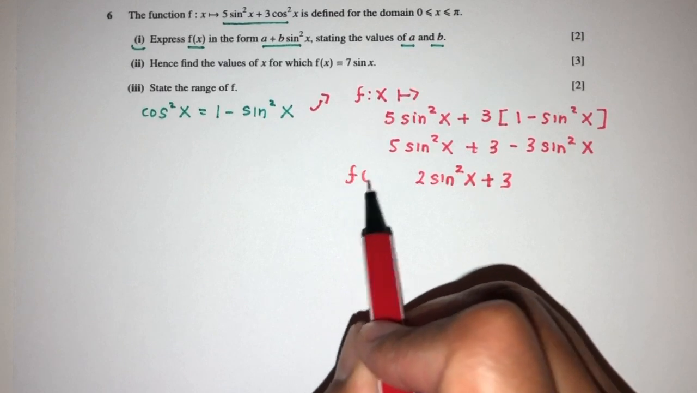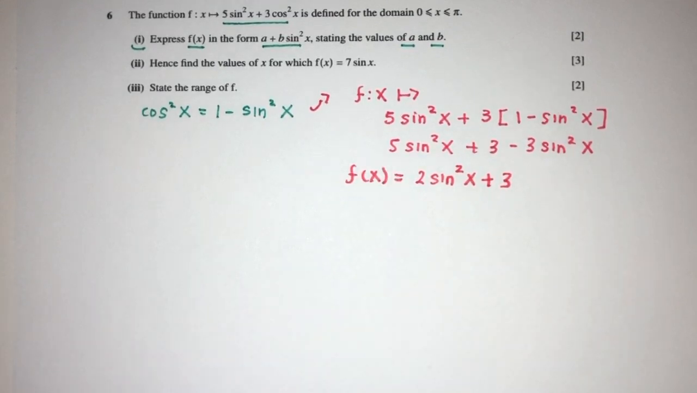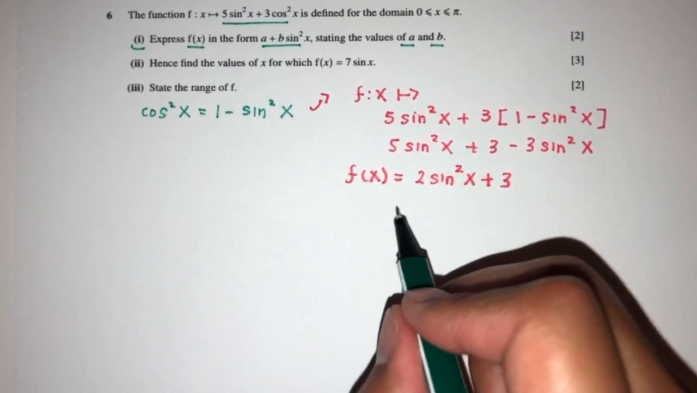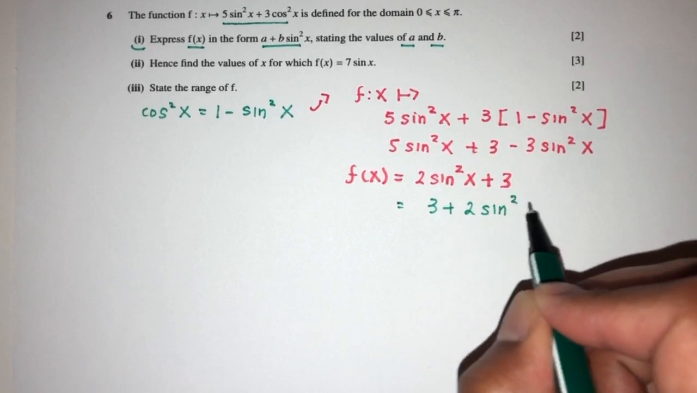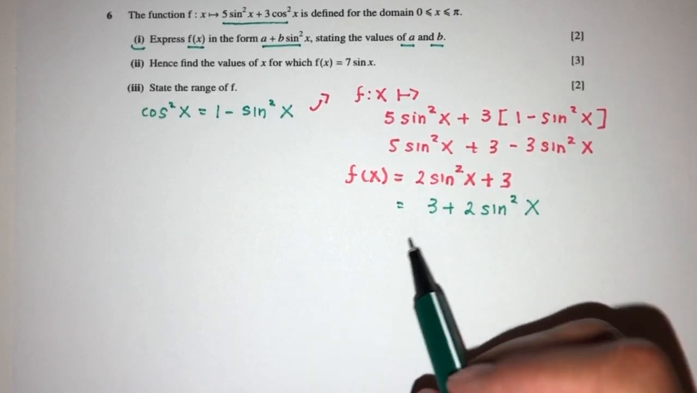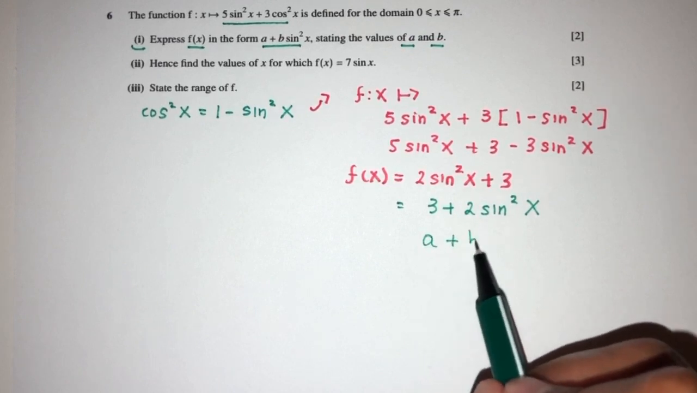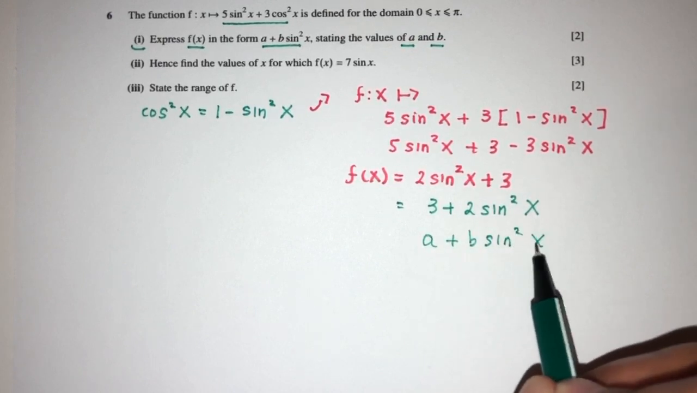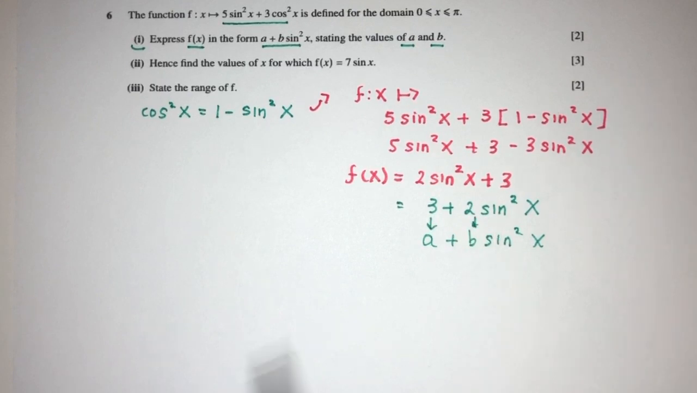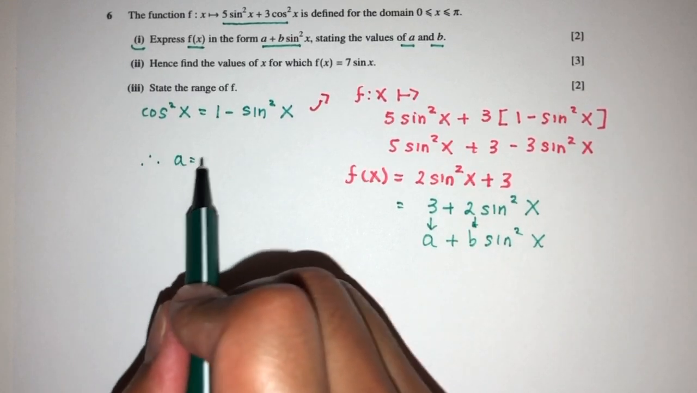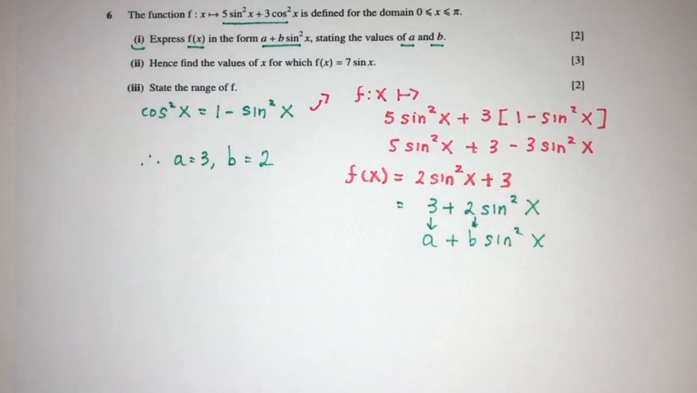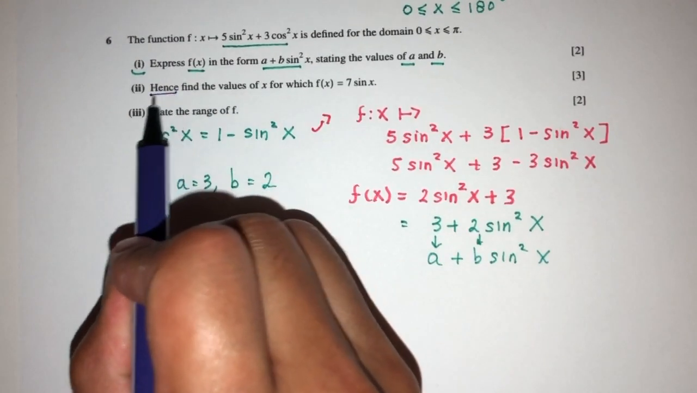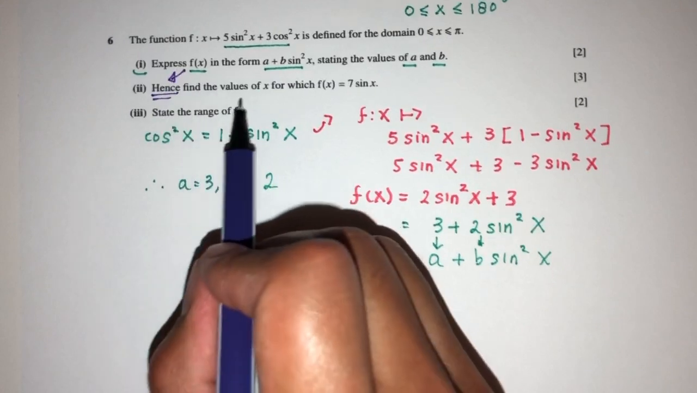Now f(x) is equal to this value, and by comparison you can see, let me rewrite this, that will be 3 + 2 sin²x. Same thing. Now by comparing with the form that we need to show, a has to be 3 and b has to be the value of 2.